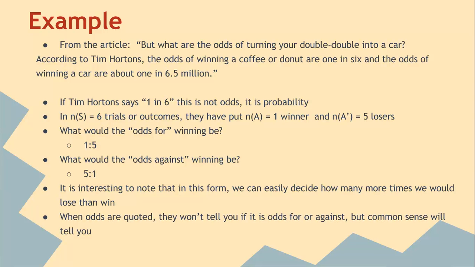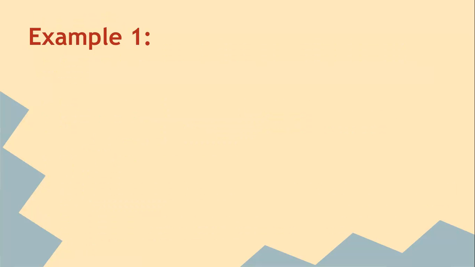When odds are quoted, they won't tell you if it's odds for or odds against, but common sense will tell you. So obviously, if we say the odds of winning a coffee or something like that are 5 to 1, then you know that means you're going to win once out of 6 times. You're going to lose 5 times. You're not going to win 5 out of 6.